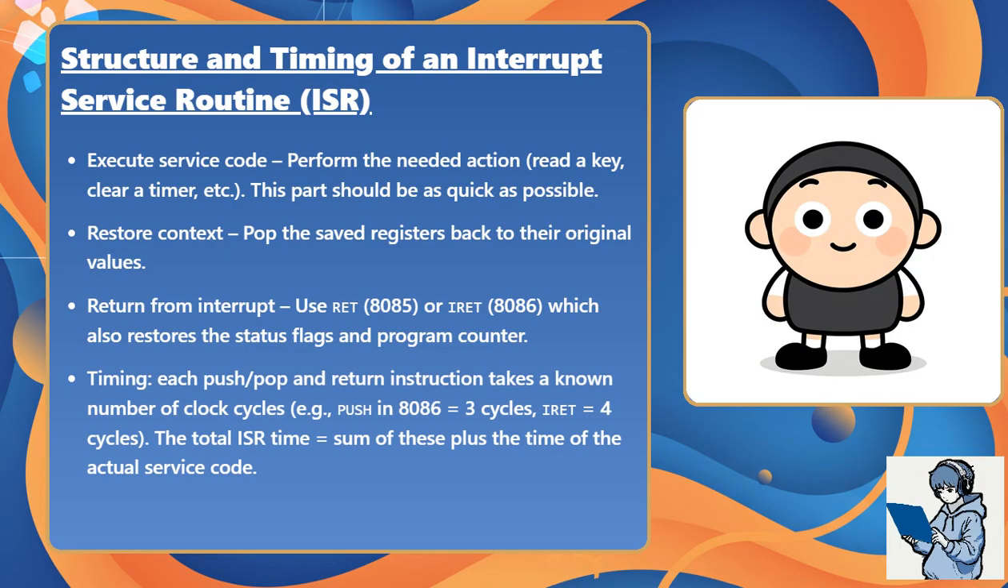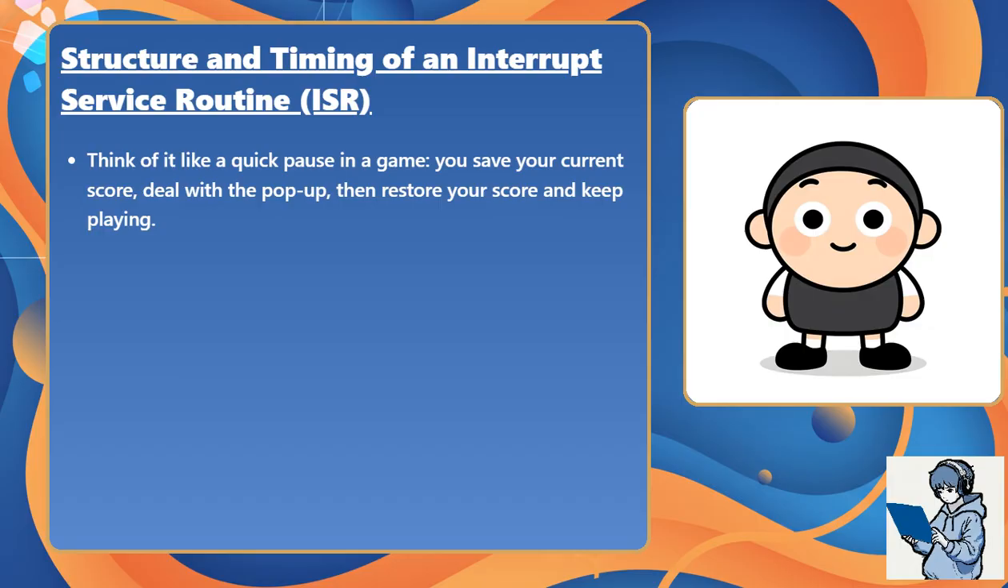Timing: each push or pop and return instruction takes a known number of clock cycles. For example, push in 8086 equals 3 cycles, IRET equals 4 cycles. The total interrupt service routine time equals the sum of these plus the time of the actual service code. Think of it like a quick pause in a game. You save your current score, deal with the pop-up, then restore your score and keep playing.